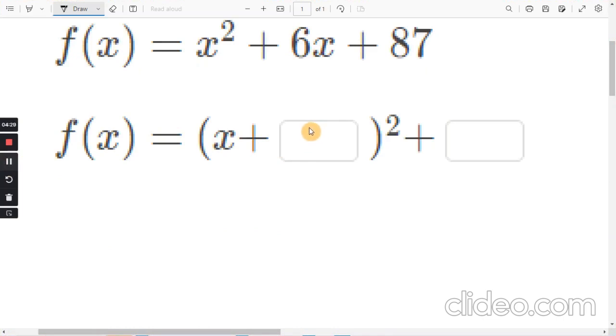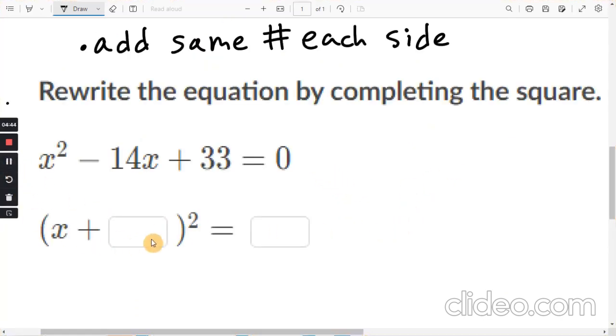So in the box right here on Khan Academy, you would enter a 3 right here, and you would enter a 78 right here. And that's it. They give you the plus sign already. So if it's positive, just enter the number as is. Now, the other type of problem is an actual equation, and that's because there's an equal sign. So we're going to have to deal with both sides. And in the process, we're going to add the same number to each side. You'll see in a minute how we do that.